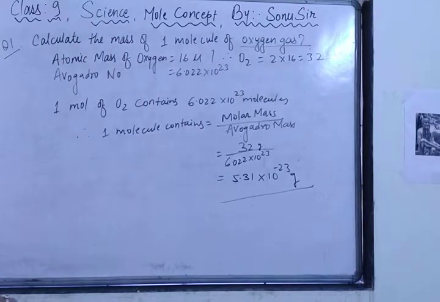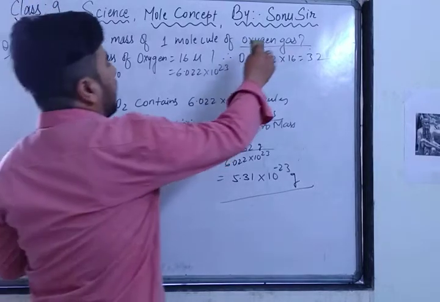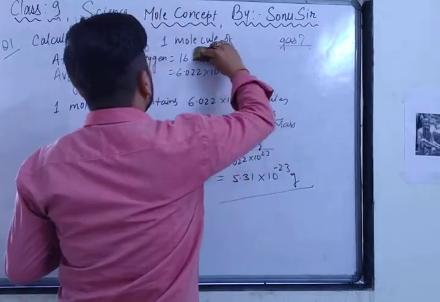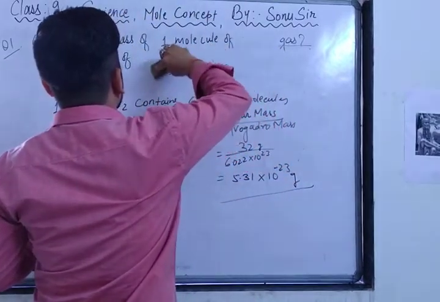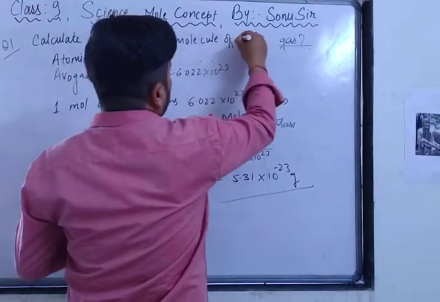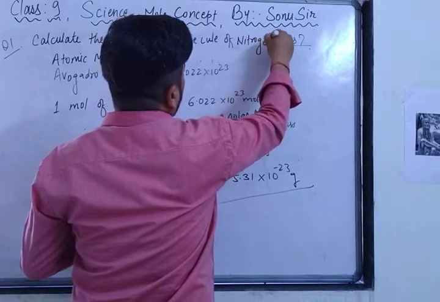Same question, but I am going to change the gas. Now what you have to do, you have to write the same answer in a notebook, otherwise you can take a screenshot also. Your question is: calculate the mass of one molecule of nitrogen gas. Which gas? One molecule of nitrogen. Now I am going to change the question. Instead of oxygen I am going to write nitrogen gas. The question has been replaced, you can say.